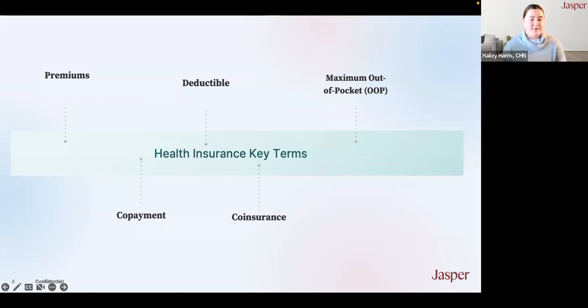A few key vocabulary terms that we'll be going over today include premiums, co-payment, deductibles, co-insurance, and maximum out-of-pocket. These terms are commonly used in discussions surrounding health insurance when you visit the doctor, among other various scenarios in relation to your cancer journey. To break these down, I will be providing you with a definition of each term, as well as a real-life example of how they are used in the healthcare setting.